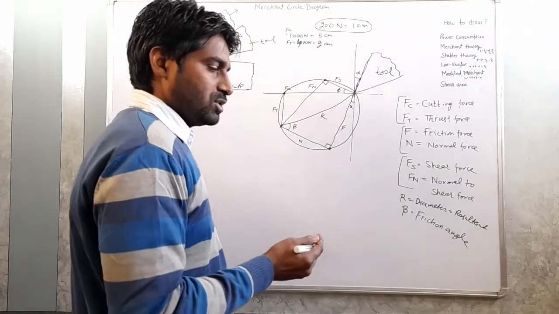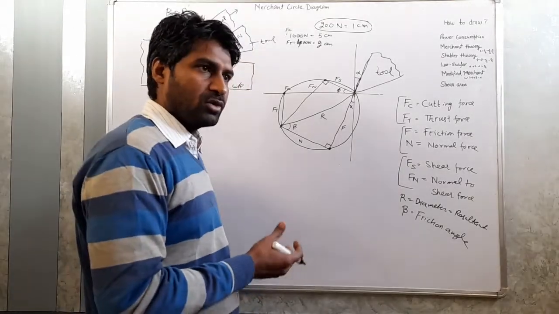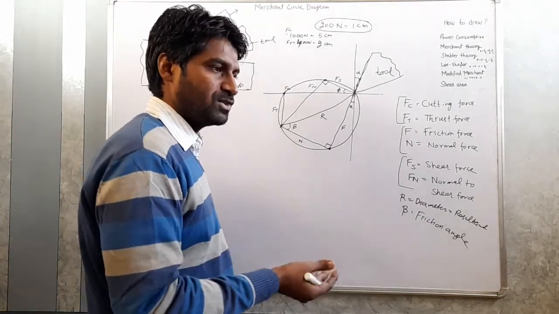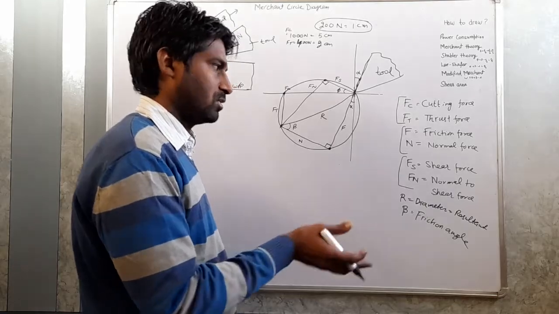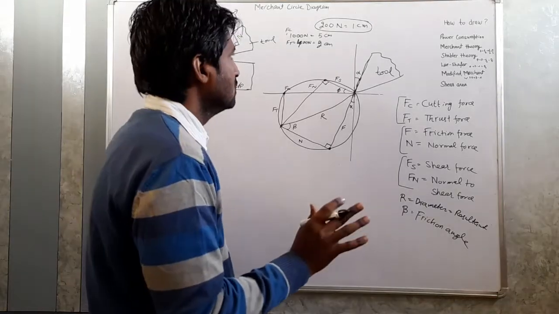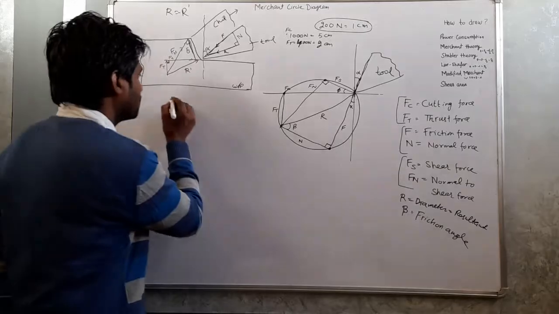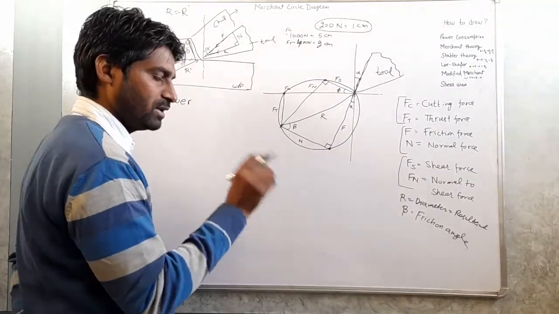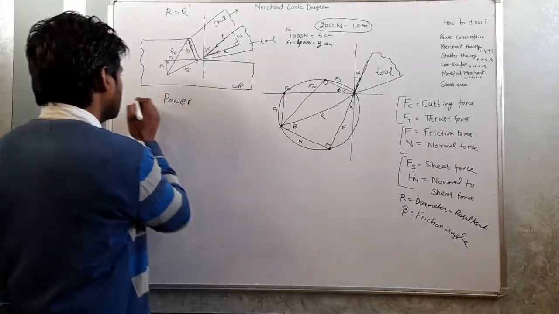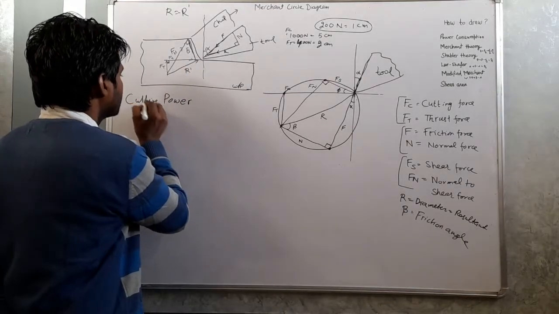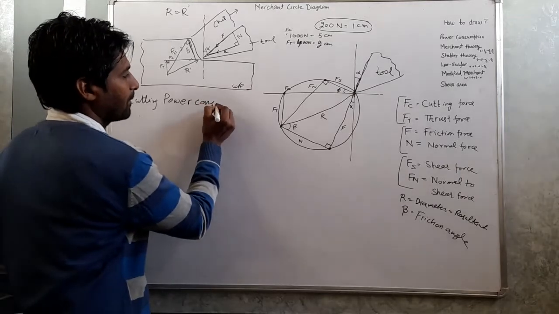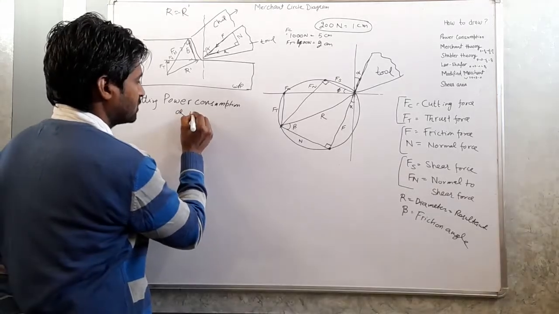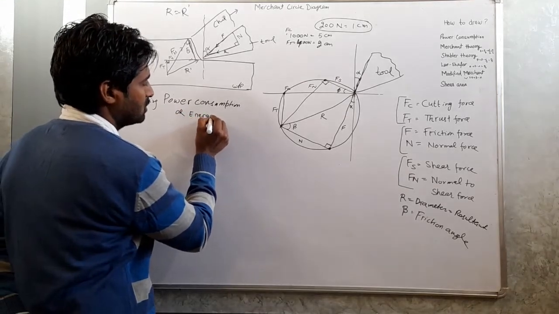As we are calculating forces to calculate the power consumption or energy consumption, that is the purpose of drawing the merchant circle diagram, or using all these theories. So how to calculate the power consumption, especially the major force involved in cutting, that is FC, the cutting force. This is also called cutting power consumption or energy consumption.